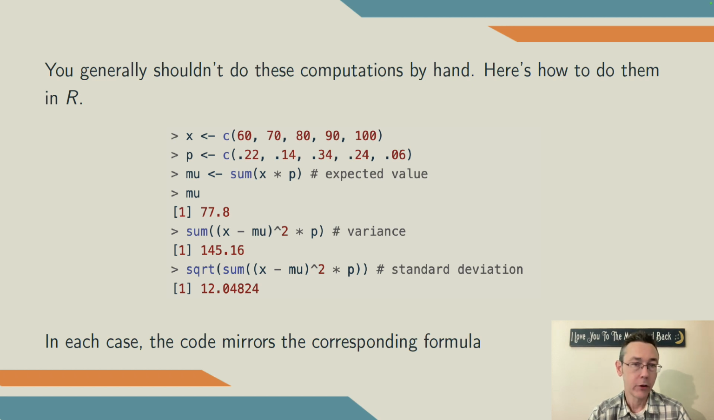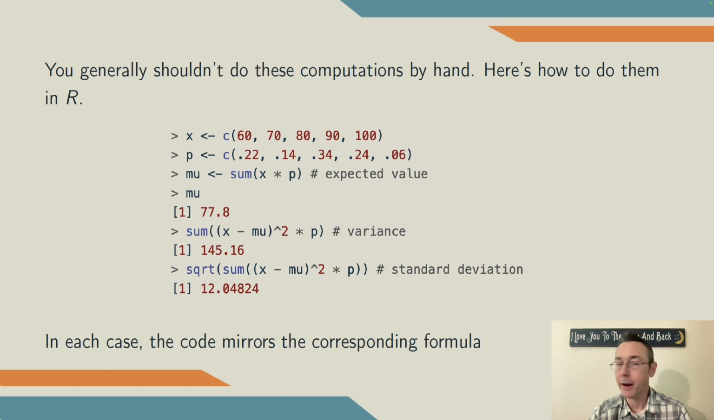So what I'm doing is coding in the possible values of the random variable as a vector x, and then coding the corresponding probabilities as another vector p. And x and p both have the same order. So 0.22 corresponds to 60, 0.14 corresponds to 70, and so on. And then I compute the expected value, the mean, which I'm calling mu, using this code, sum of x times p. And I get 77.8, just as we did before.